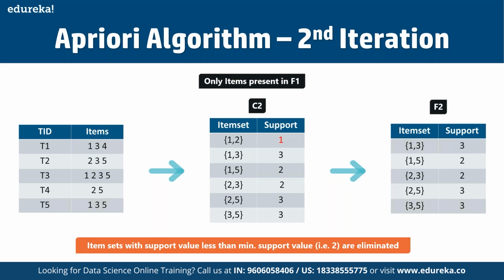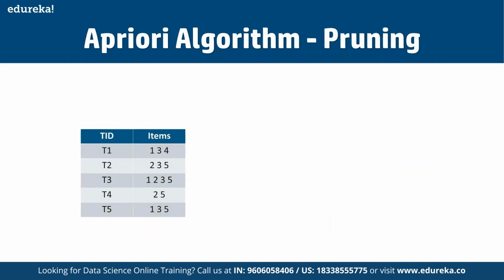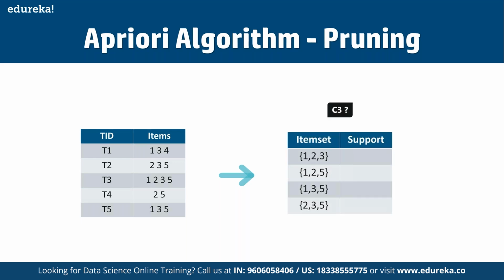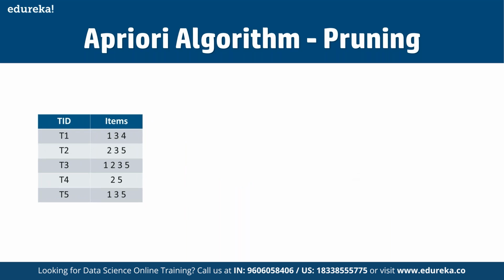So let's now understand what exactly we mean by pruning and how it makes Apriori one of the best algorithms for finding the frequent item sets. If we talk about pruning, then we are going to divide the item sets in C3 into subsets and eliminate the subsets that have a support value less than 2. So here we are going to work on the third iteration. We will discard 1, 2, 3, and 1, 2, 5 as well, since they both contain 1, 2.